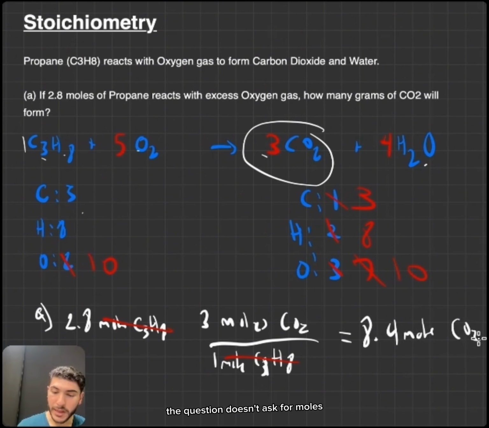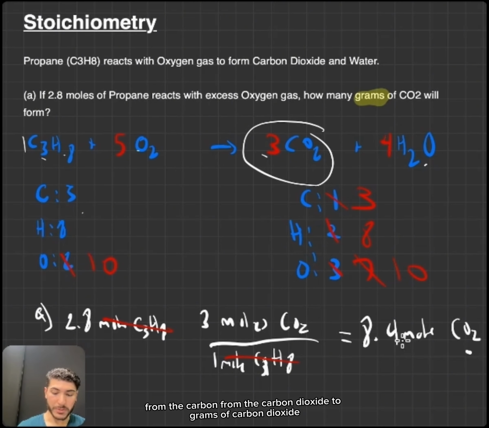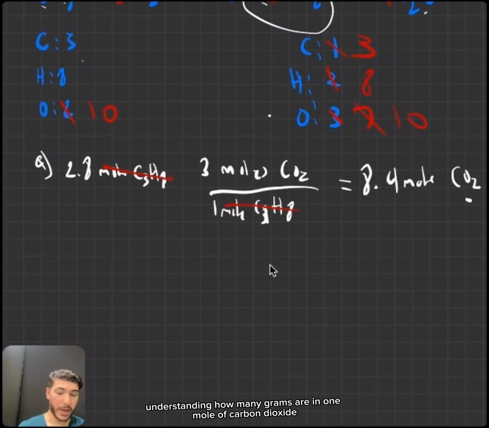However, the question doesn't ask for moles. It asks for grams. A good way to understand this is that it's like converting between units, let's say, for example, cups and ounces. So instead of being in moles, we have to convert it to grams. To do that, we have to convert from the moles of carbon dioxide to grams of carbon dioxide. And one way to do that is by first understanding how many grams are in 1 mole of carbon dioxide.